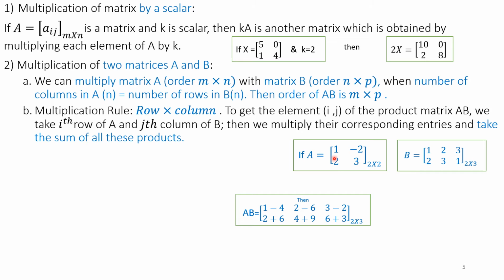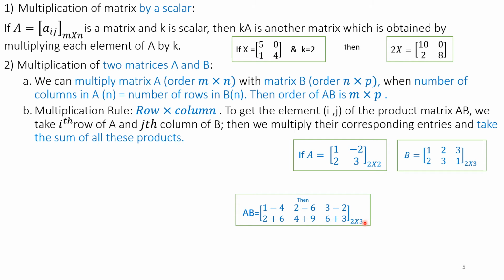And now finally, for the last element we multiply the last row, that is second row, with third column. 2 into 3 is 6 plus 3 into 1 is 3. So we get elements of AB as 1 minus 4, 2 minus 6, 3 minus 2, that is in the first row of AB. And in the second row we get 2 plus 6, 4 plus 9 and 6 plus 3.